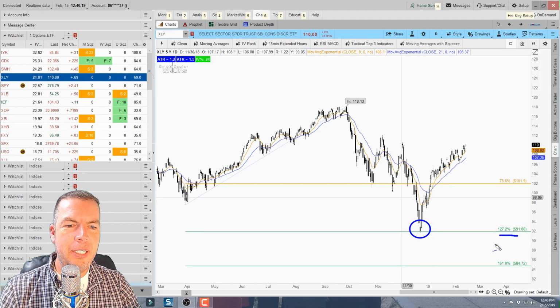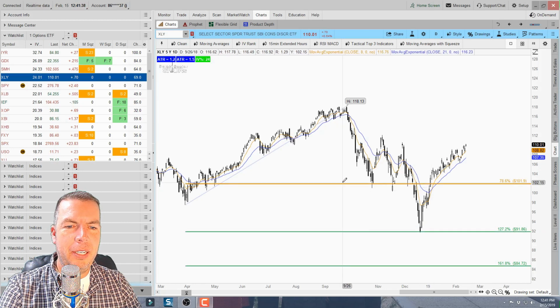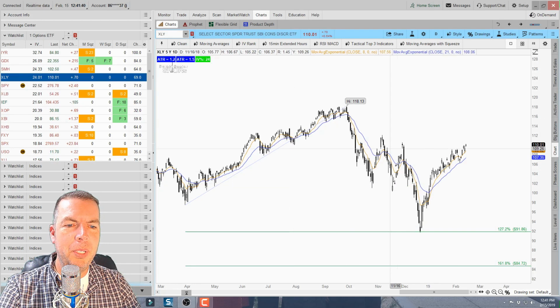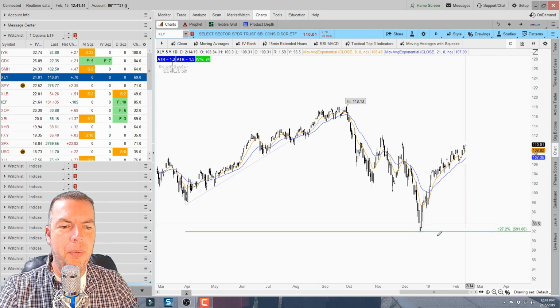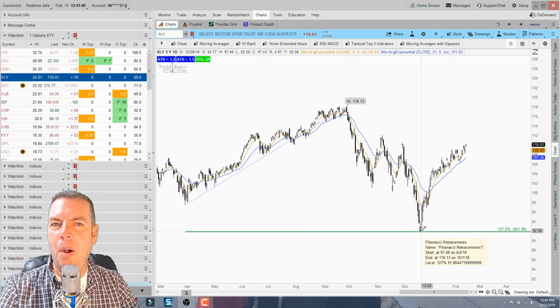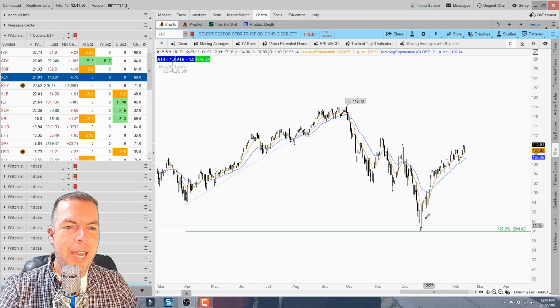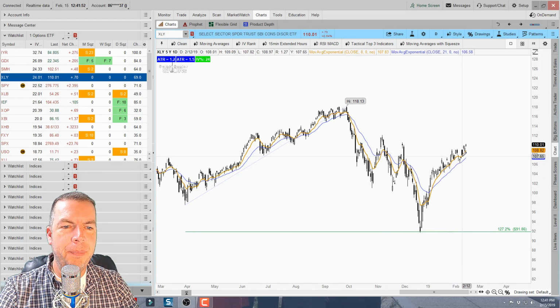So now that we've seen where we are as far as pulling back, we come into that 1272. Now I can erase this one. We're not even close to that one. So we've bounced right off this 1272, almost to the tick. And now, how far are we going to go up here?